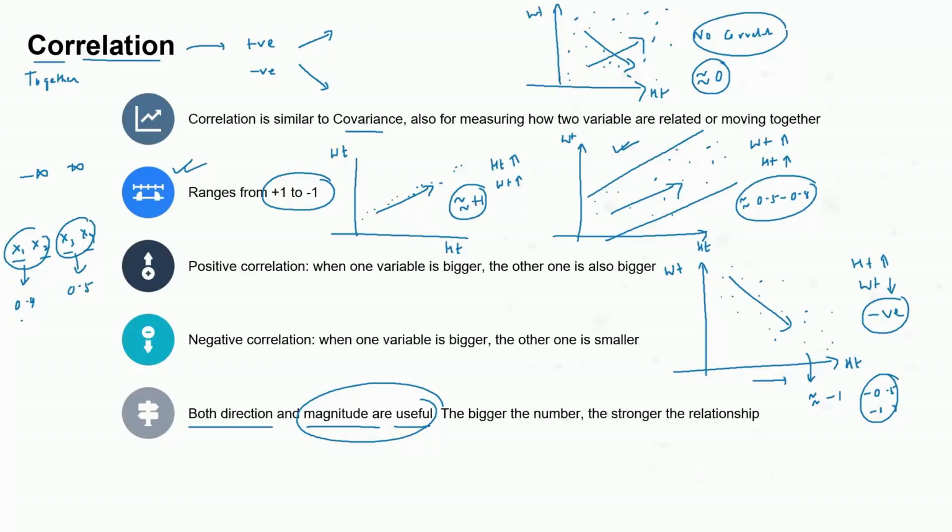It clearly means that this is a stronger relation than this, which is not the case in covariance. Your covariance value could be like 7, it could be 5, then you cannot clearly say whether this is a stronger relationship or not. That is the only difference between correlation and covariance.